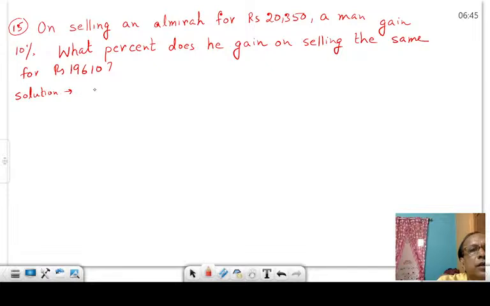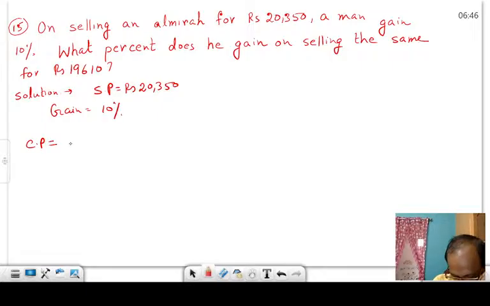Here the selling price is given as rupees 20,350. Gain is 10%. And we know the formula for cost price: cost price is equal to 100 divided by 100 plus gain percent, into selling price. This is the formula for finding the cost price.